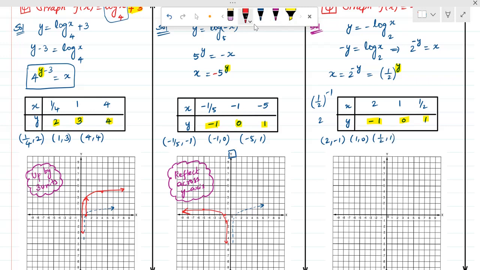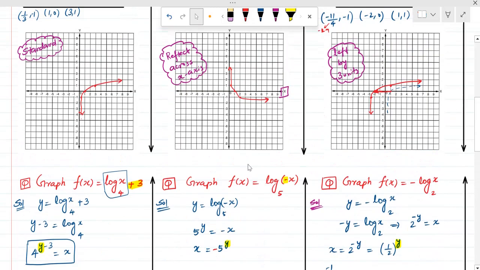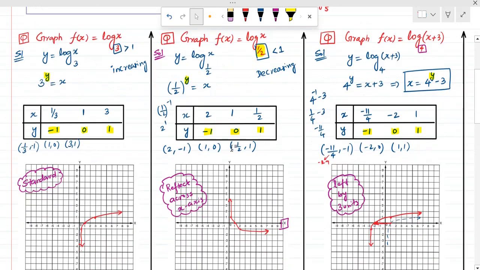Now I have to plot the points. It is 2 comma minus 1, so 2 comma minus 1 here. Next, 1 comma 0, it will be here. Then next, half comma 1, it will be here. So it is a decreasing function. This is a decreasing function. And by the way, this one and this one are going to be the same.